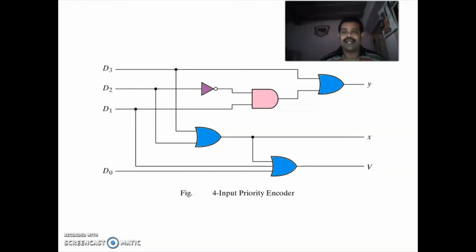So it is having a priority function, and some bits will have more priority than the other bits. If a particular input has the value of 1, then it will have more precedence, even if at the same time some other input is 1. Okay, so this is priority encoder.